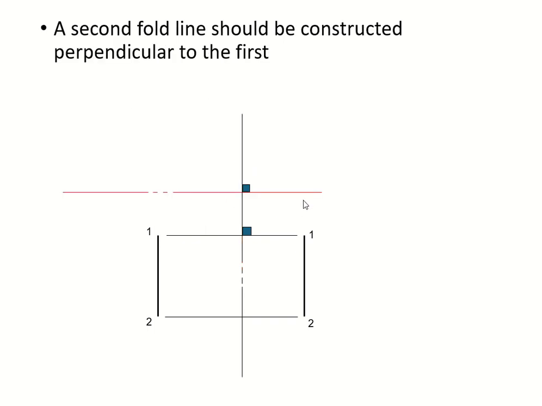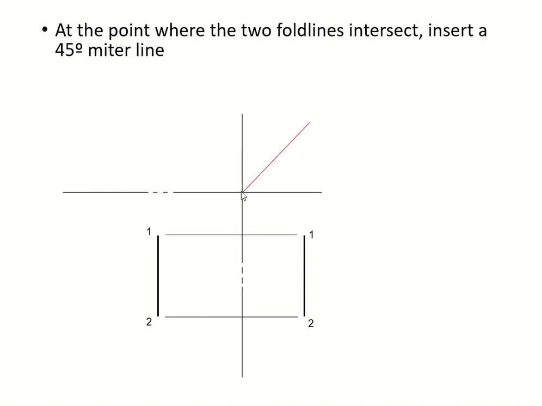Of course, we'll draw our second fold line perpendicular to the first one at their intersection. We're going to measure 45 degrees from here up. Let me get my pencil here. 45 degrees right there, right over this little arrow. It's really difficult to write in here. Anyway, this has to be 45 degrees, and we call this a miter line. So here are the two fold lines: your extension line, first fold line, second fold line, and then we draw a miter line, 45 degrees.